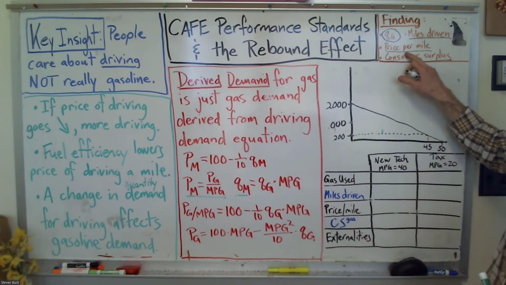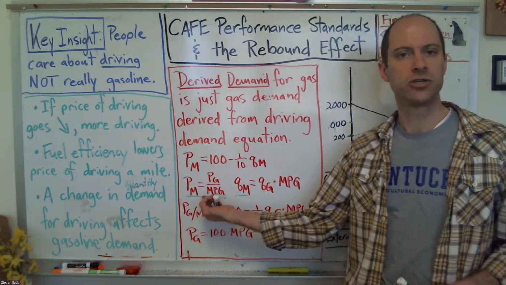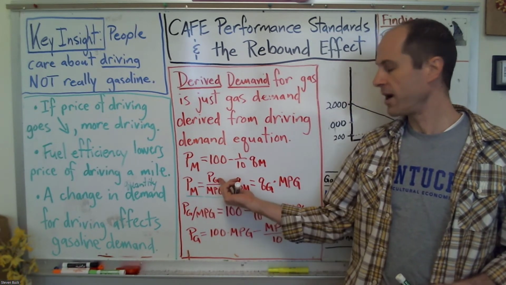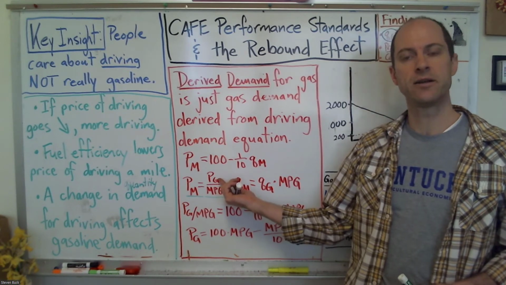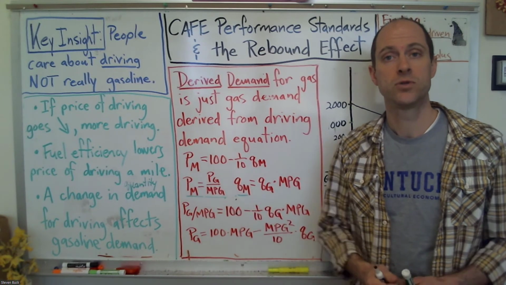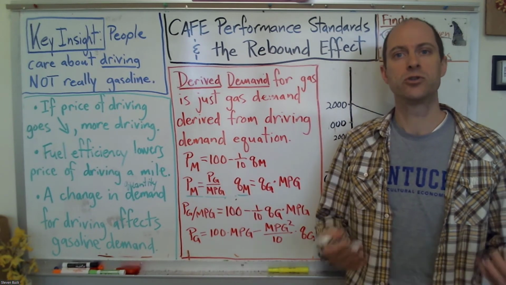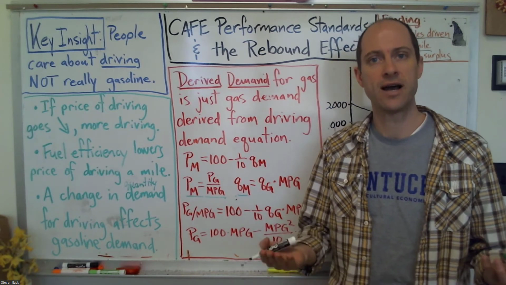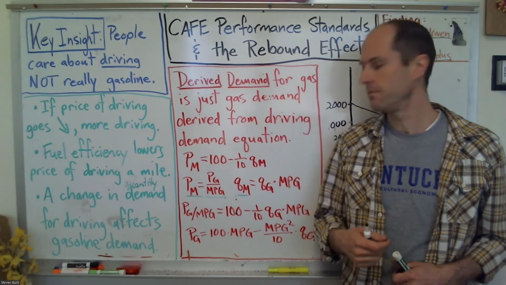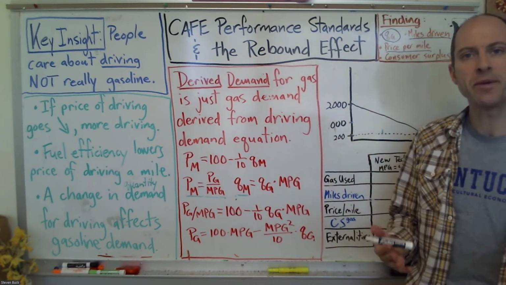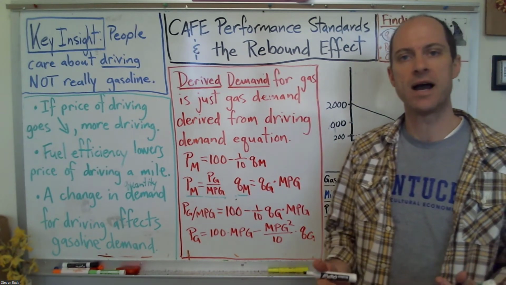The price per mile, we can also take advantage of this other identity. So the price is 200 cents per gallon. The miles per gallon is 20 miles per gallon. So 200 divided by 20 is 10 cents per mile. So I'm going to be paying 10 cents per mile driven.